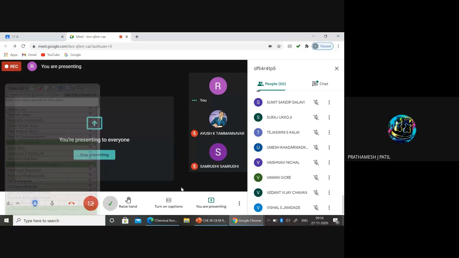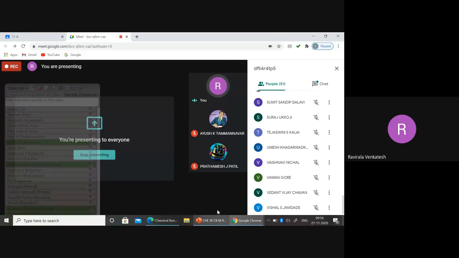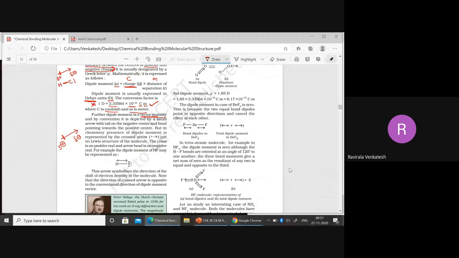Sir, hydrogen to chlorine. Only 50 there. That means some students have no answer left. Now to show from hydrogen to chlorine, the arrow is always shown from positive to negative. The arrow always should be shown from positive to negative.